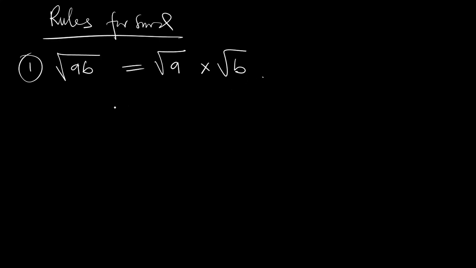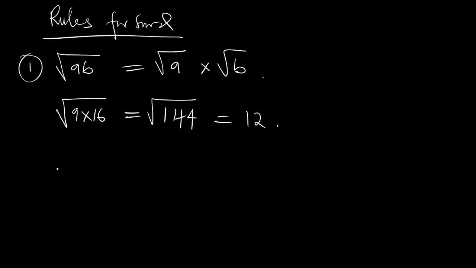Now, let's prove it. The square root of 9 times 16 is equal to the square root of 9 times 16. 9 times 16 will give you what? 144. And the square root of 144 is what? 12. Now, let's look at this based on this formula. Let's prove this formula. On the left-hand side, we have the value to be 12.